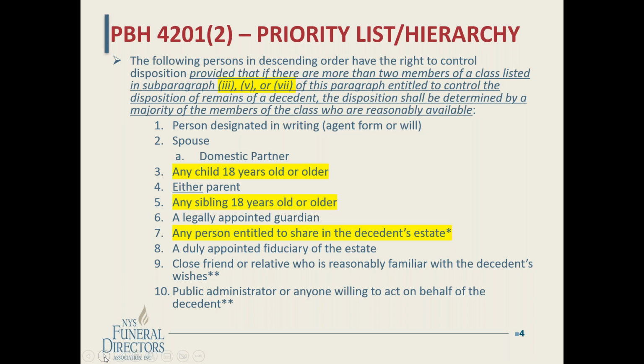When you talk about parents, we've been asked about foster parents. Foster parents are not included in this list or in that definition. So a foster parent is not a parent entitled to control disposition. A foster parent can become one if, A, they legally adopt the child, in which case they are a parent, or if they are officially appointed legal guardian of somebody, then they fall under number 6. But if they're just fostering the person, then they would not be in control of disposition.